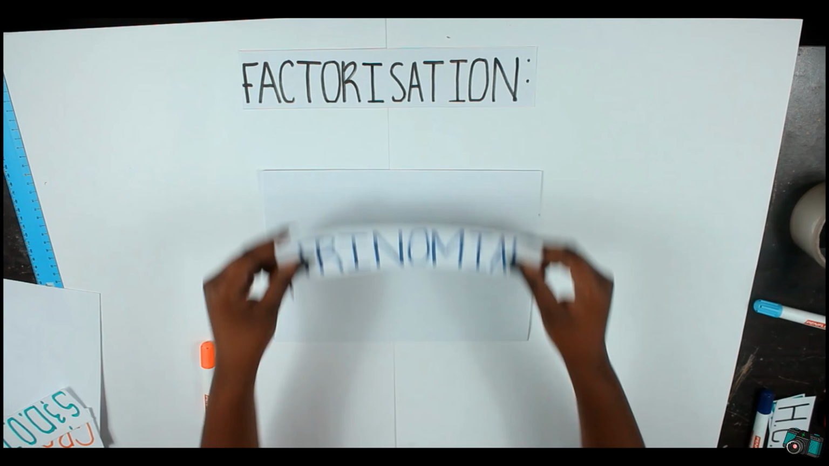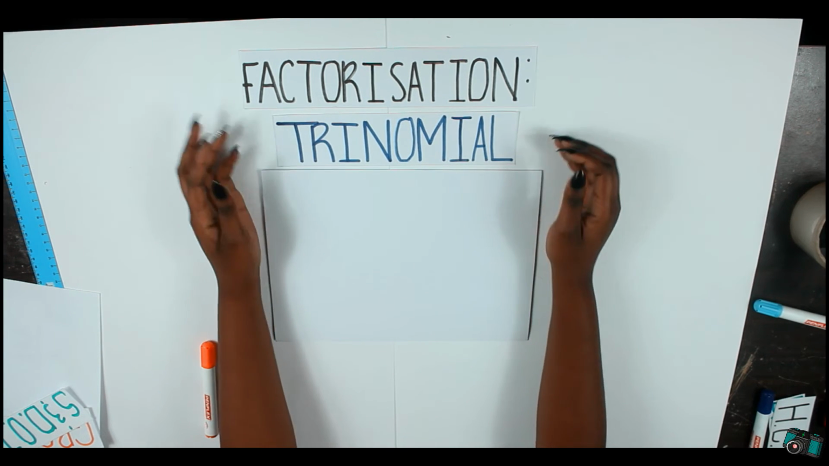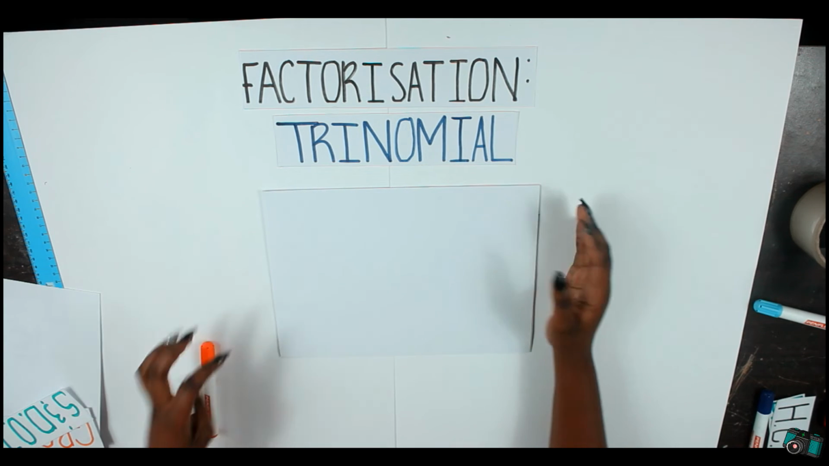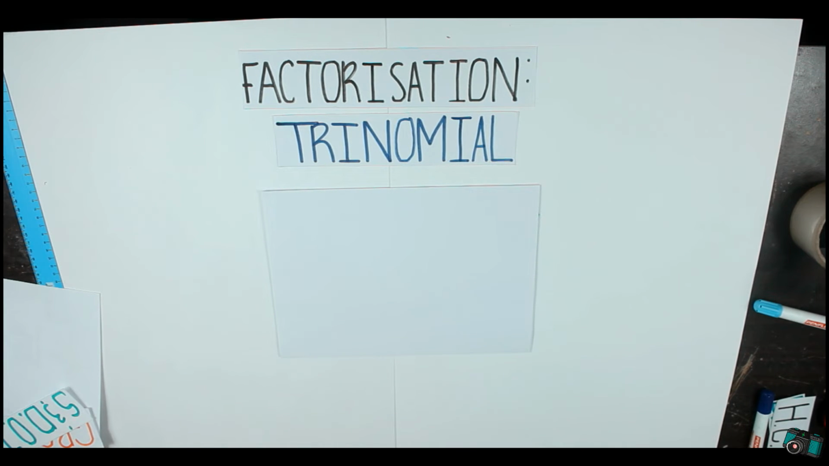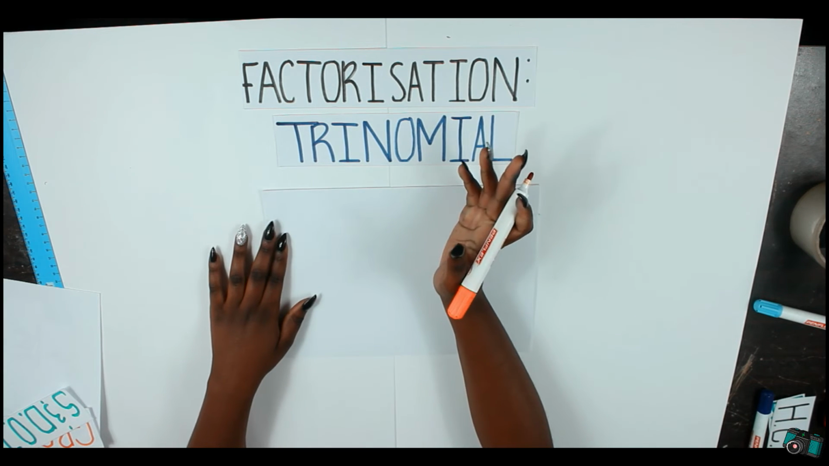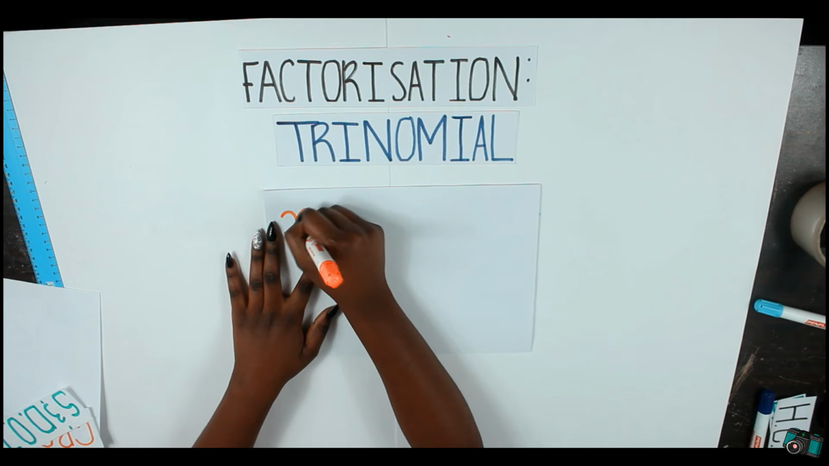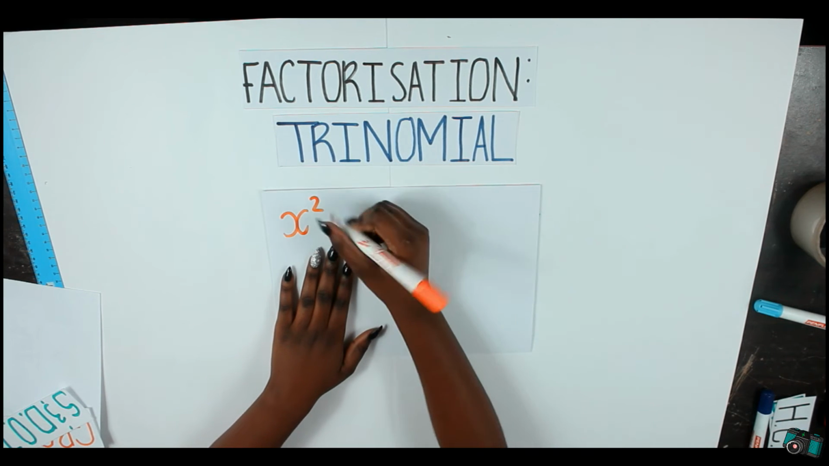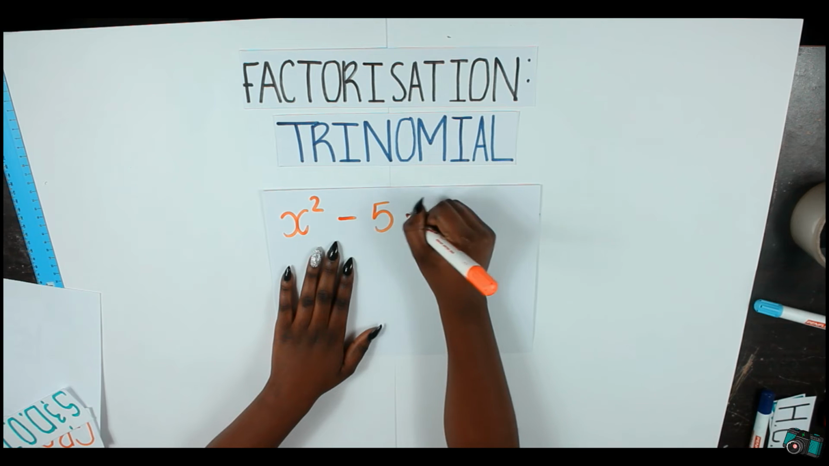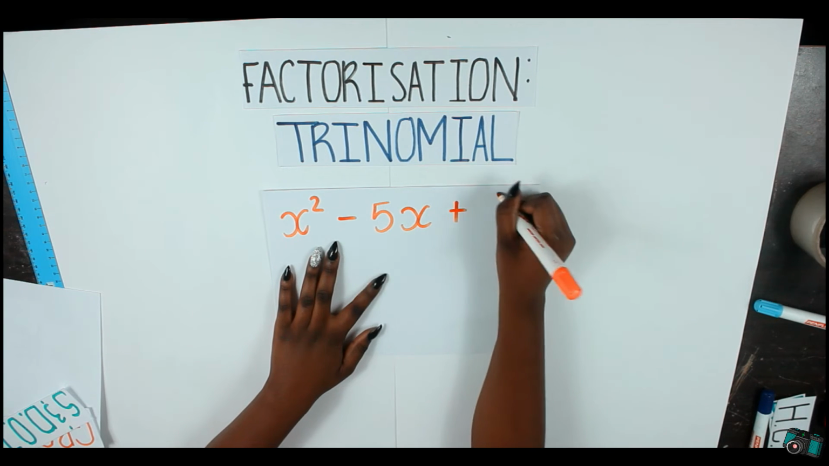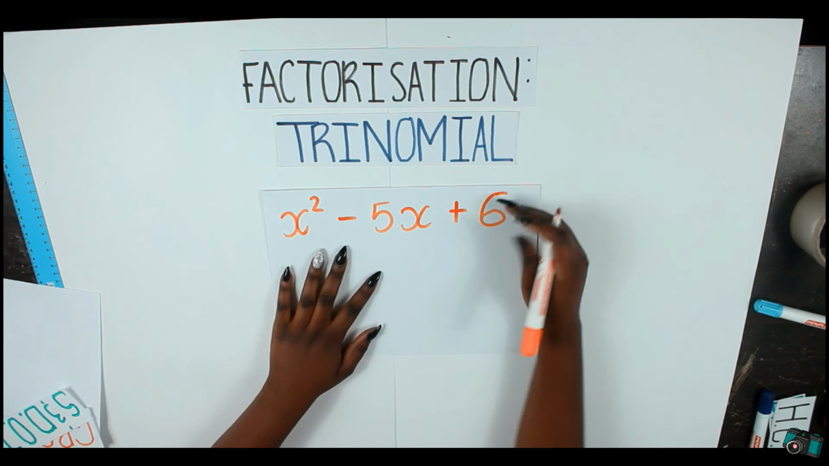Now we're going to cover the trinomial. This one is a little bit more specific, but it's just as easy as the rest of them. The key with trinomials is that if you have 3 terms, it's most probably a trinomial. So let's say you have x squared minus 5x plus 6. We'll cover the theory with this sum.